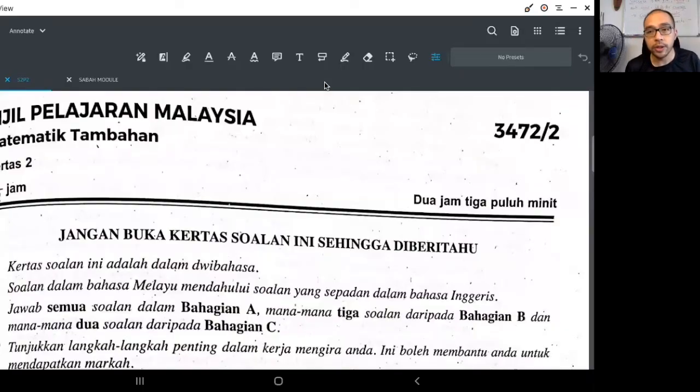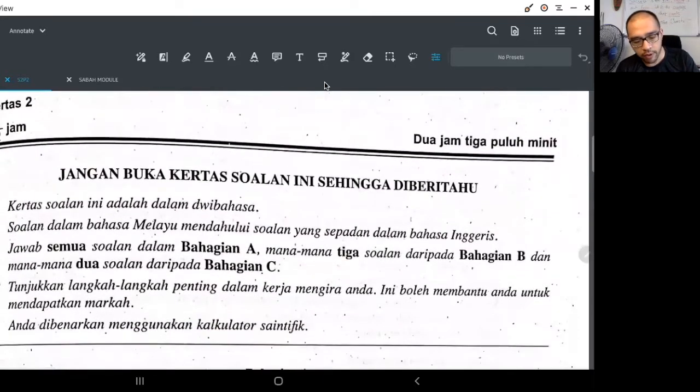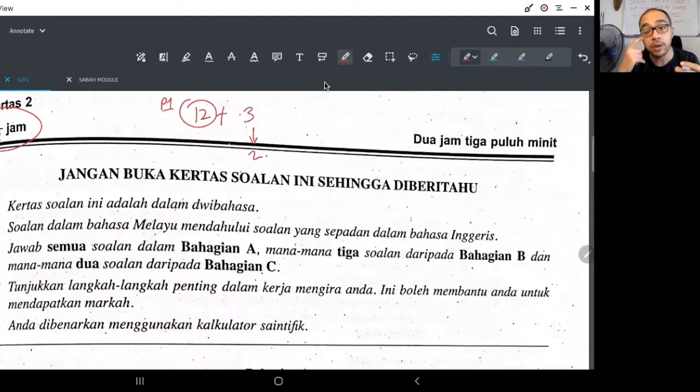So let's continue. We're going to look at this paper 2 question. The first thing I want you to notice is that it is a 2.5 hour paper. Paper 1 is 2 hours and paper 2 is 2.5 hours. In paper 1, there are 15 questions altogether, 12 plus 3. The 12 are compulsory, and for the 3 you choose 2 questions to answer. So all in all, you have to answer 14 questions in 2 hours.